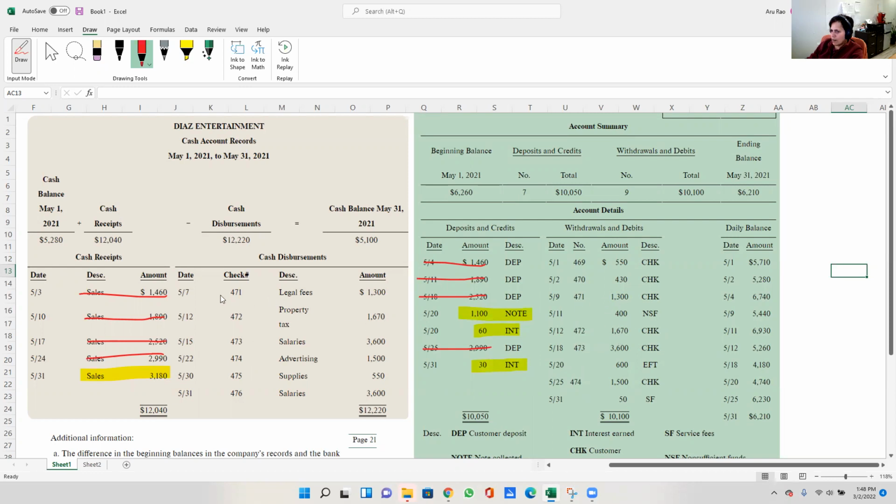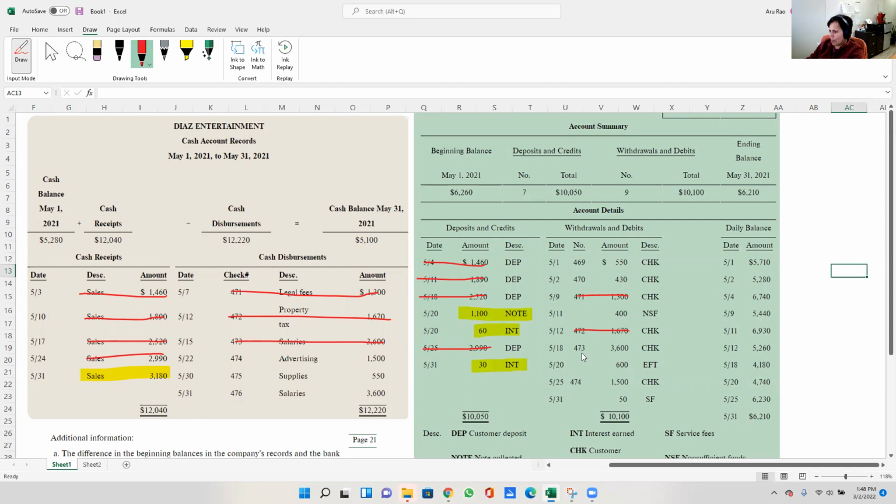471, 1300, 471, 1300. So we're good with that. Next one is 472, 1670. And this is 472, 1670. Once again, we are good with this. 473 cleared for 3600. And that was in fact 3600.